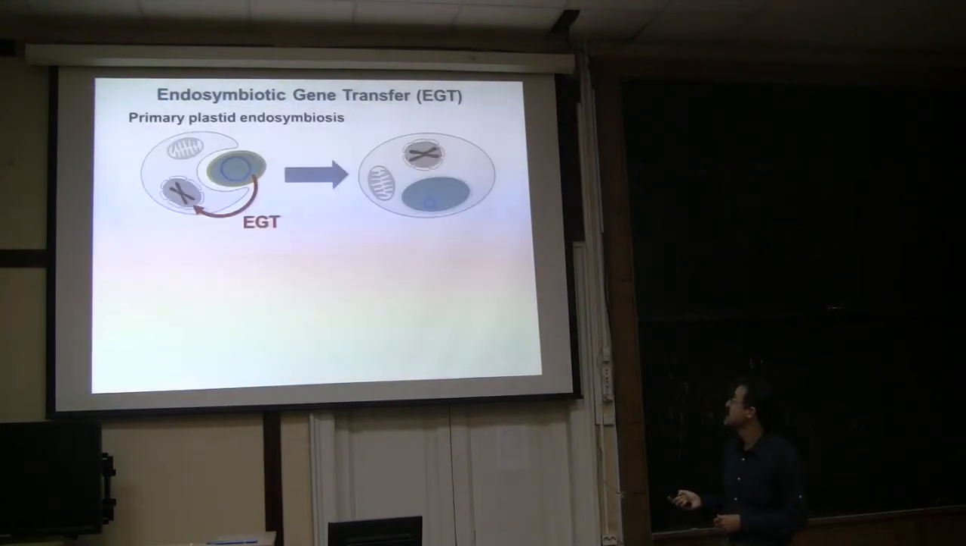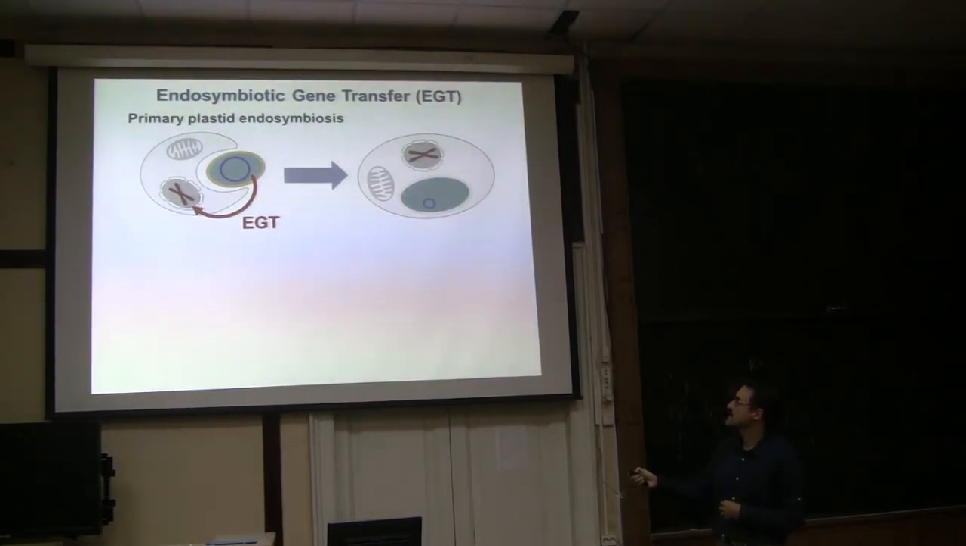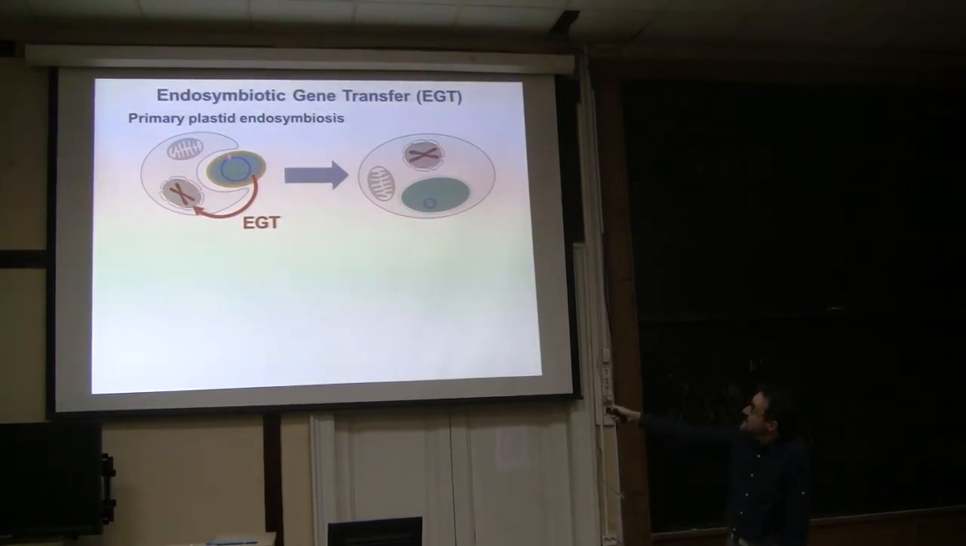And this is the fact that many of the genes that were initially in the genome of the plastids have been transferred to the nucleus of the host. This is what is called endosymbiotic gene transfer. Initially, you have a very big, typical cyanobacterial genome. But then, thanks to this transfer of genes towards the nucleus, you end up with a small plastid genome and many genes of the plastid that are located in the nucleus.